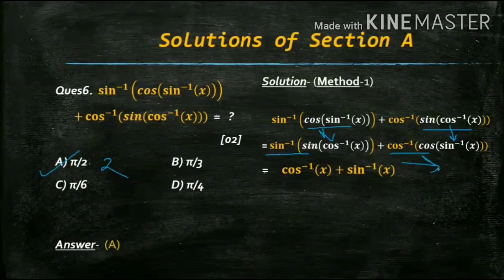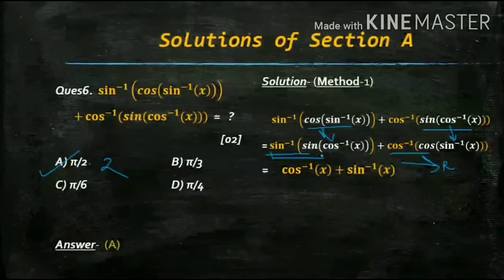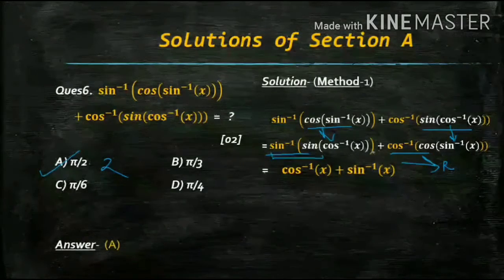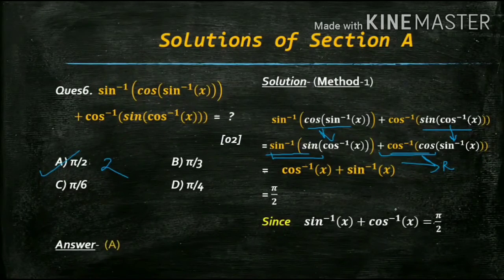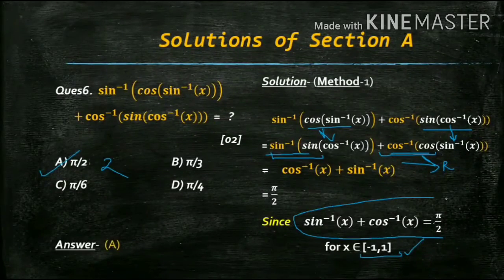Now here you have to give the reasoning for why I have written this step: because sine inverse of sine x is x for x belonging to what domain, and cos inverse of cos x equals x for what domain. You have to give that reason. Now you got this cos inverse x plus sine inverse x, and you know that it is pi by 2, since sine inverse x plus cos inverse x equals pi by 2 for x belonging to the closed interval minus 1 comma 1. This is an important domain. You must write this, otherwise it would deduct your marks if you don't know the domain.